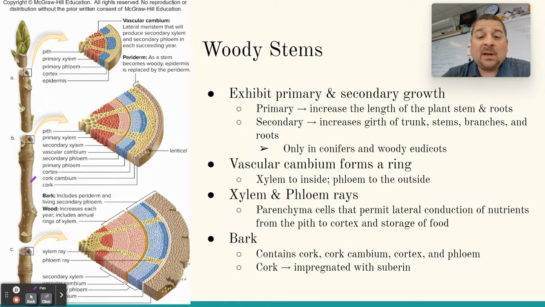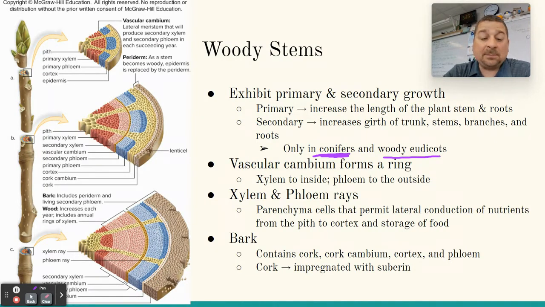Woody stems, normally we're talking about dicots here, exhibit both primary and secondary growth. Remember, primary growth is when the shoot and the roots are growing longer, taller, or deeper into the soil, whereas secondary growth is increasing the girth. So they're getting fatter, getting bigger around either the trunk, the stem, branches, or the roots. Secondary growth is usually only in conifers, which are the pine trees, and woody dicots.